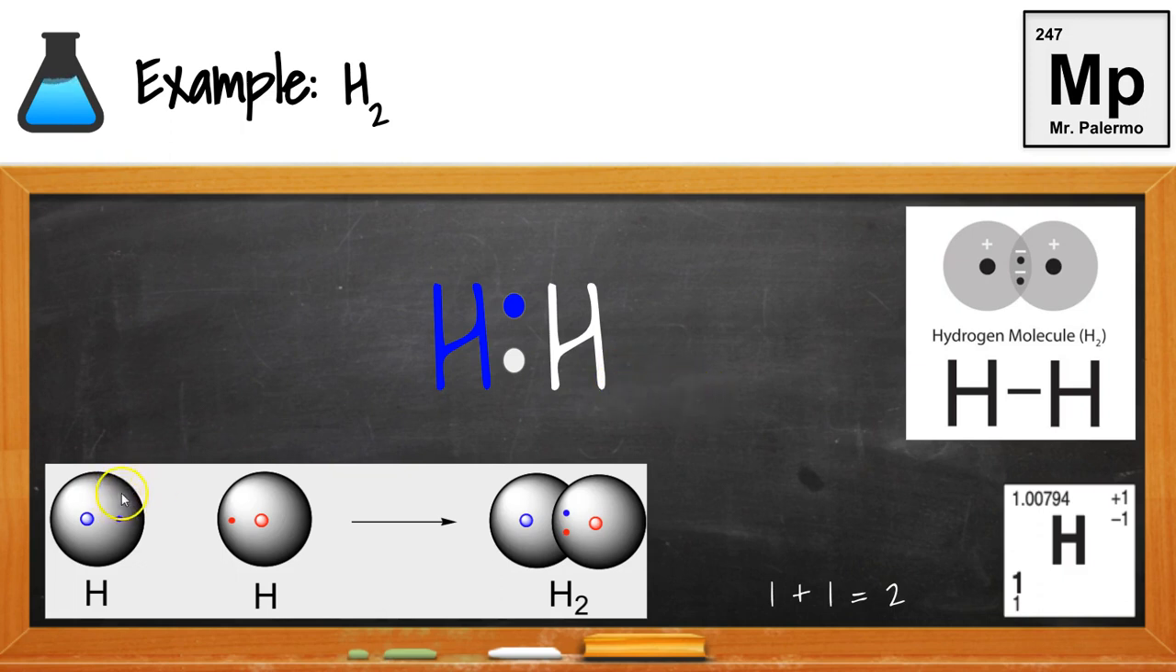Here's another visual. You can see it. Here's the first hydrogen on the left. It has its 1 valence electron, and here's the one on the right. This nucleus is going to attract this electron, and this nucleus attracts this electron, and they come together to share this pair of electrons, forming this covalent chemical bond.